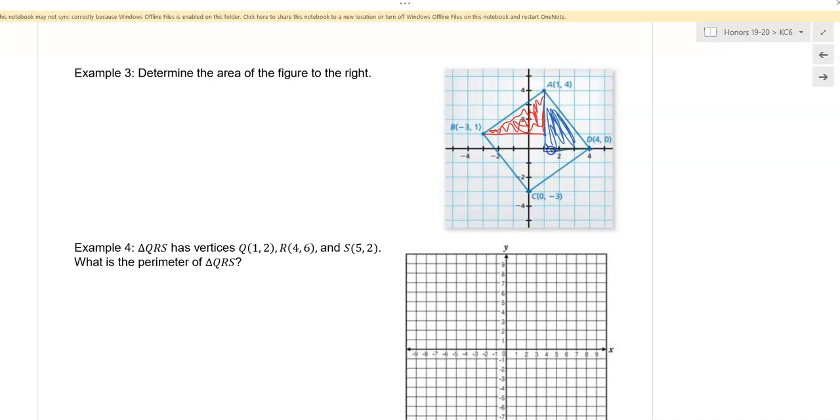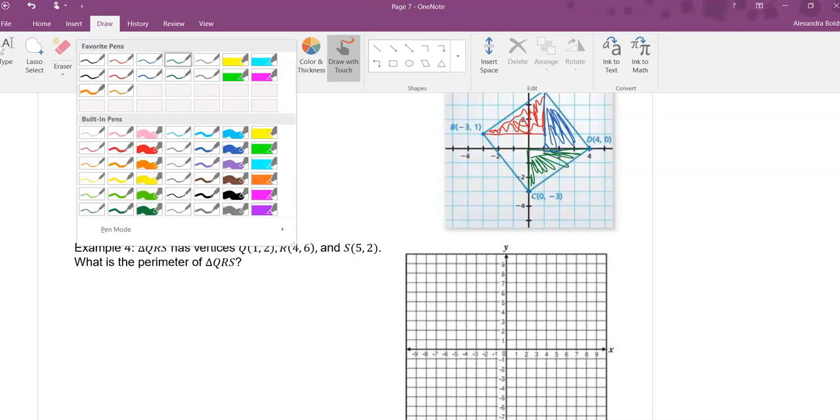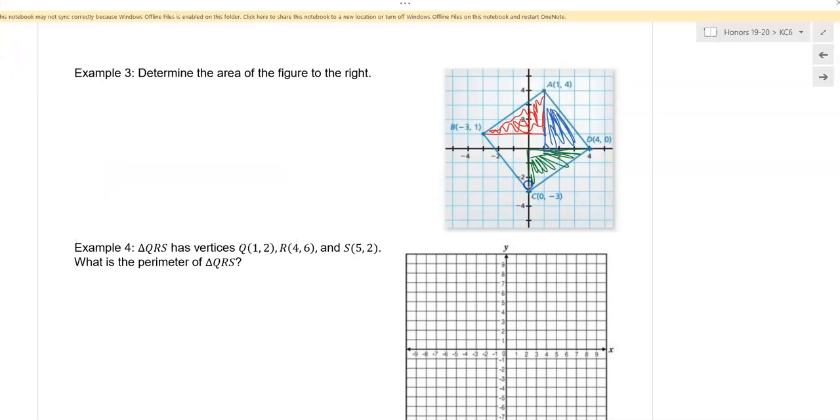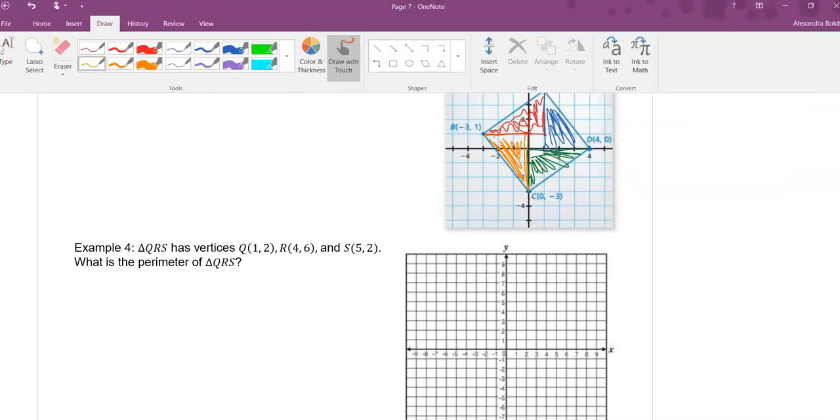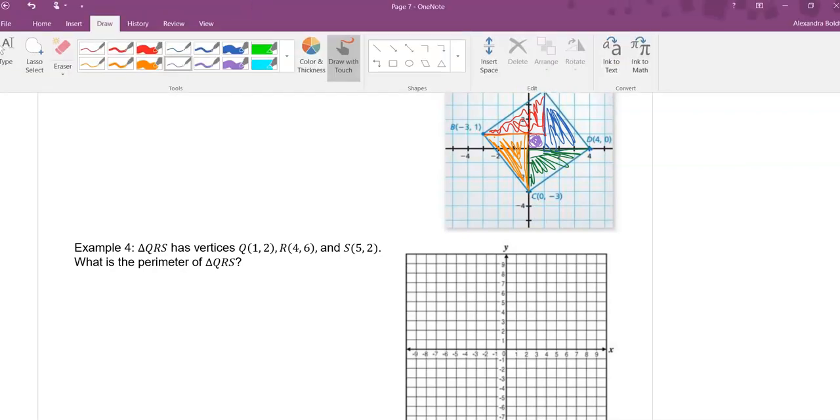Same thing, I'm going to go across until I'm even with C and go down, and there's a nice right triangle. Same thing here. Go up, cut across. Here's a triangle. And then we have our little square in the center. Right? So we have to find the area of all 4 of those things.